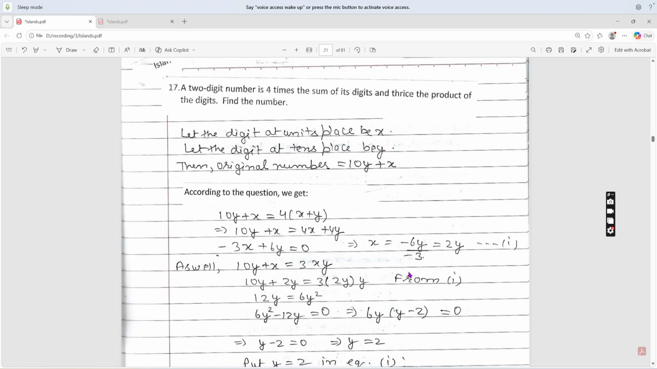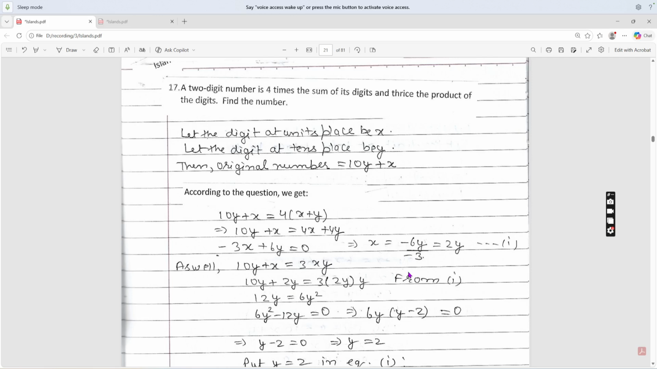A two-digit number is 4 times the sum of its digits and thrice the product of the digits. Find the number. Again, we are going to do the same thing. Let the digit at unit place be x. Let the digit at tens place be y. Then original number will be 10y plus x, because we have to multiply the digit at tens place with 10. Now the fourth step is not required, because there is no interchanging of the digits. There is no reverse digit methodology to be adopted in this question, because the question is silent about that particular case. So 3 steps are fine here.